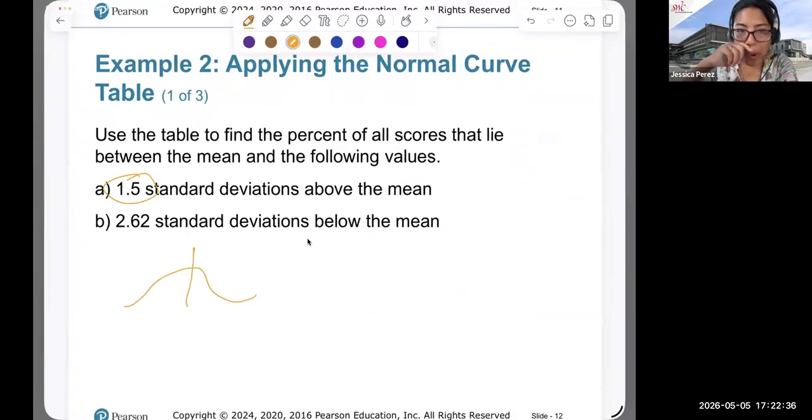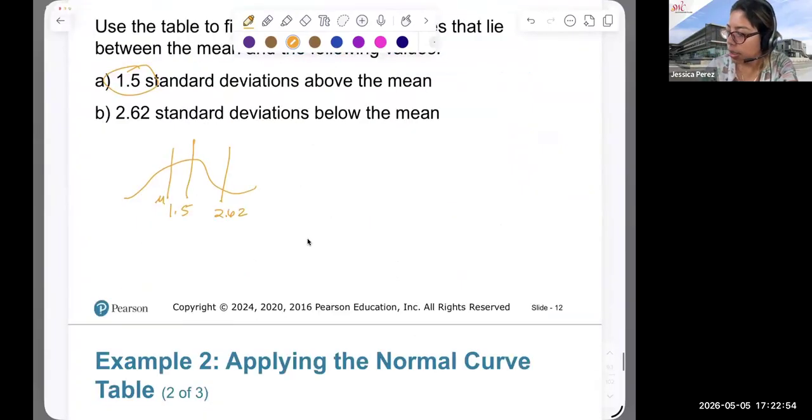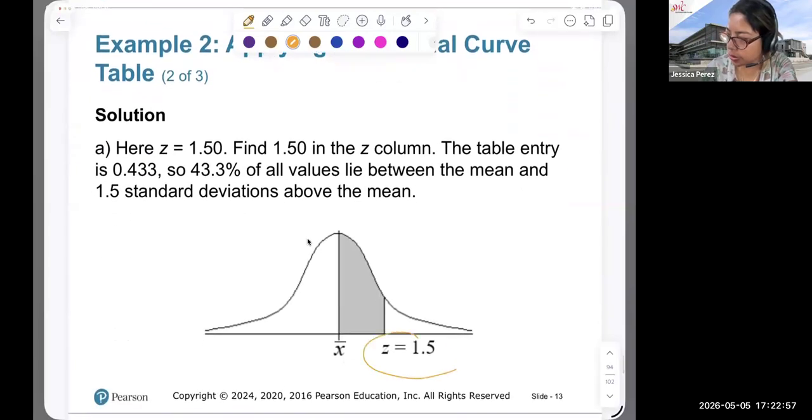So if you are 1.5 standard deviations away, versus 2.62, the mean is your center here at 0. There's our value, there's our z-score, there's our mean. You're trying to find the z-score of 1.50. Now, what you're looking for is in table A-2, the z-score table. Let me go ahead and project the z-score table.